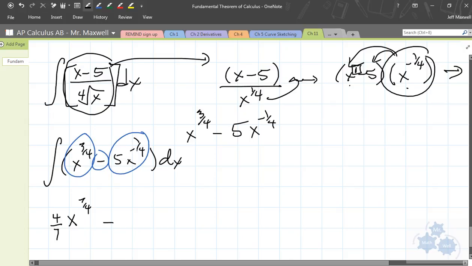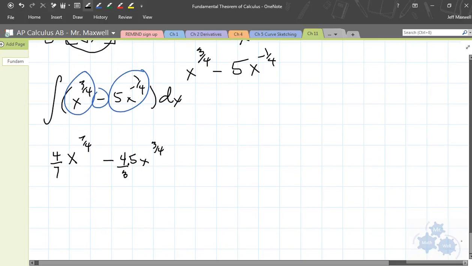Now let's do the same thing here. What if we add 1 to negative 1/4? We get x to the 3/4. And then if I divide by that, I'm going to basically multiply by 4/3. Okay, is that looking right? We good with that? So to simplify that then, 4/7 x to the 7/4, minus 20/3 x to the 3/4. Plus c.